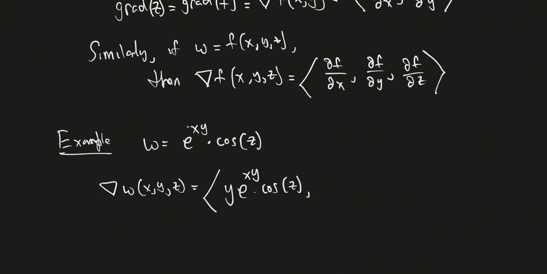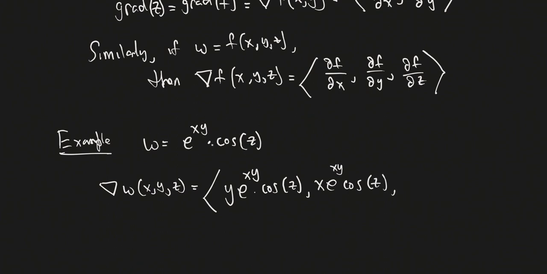When we differentiate with respect to y, something very similar. The x is now treated as a constant, as is the z. So the constant multiple here is x. And by the chain rule, that constant has to come down and multiply the e. The e is never going to change, right? And then we also have the cosine of z.